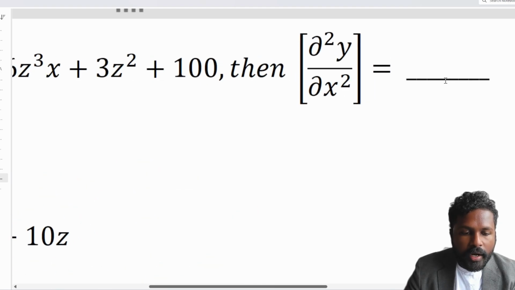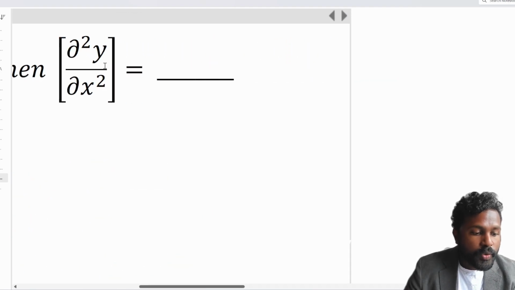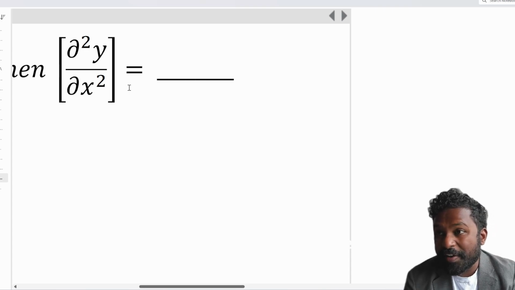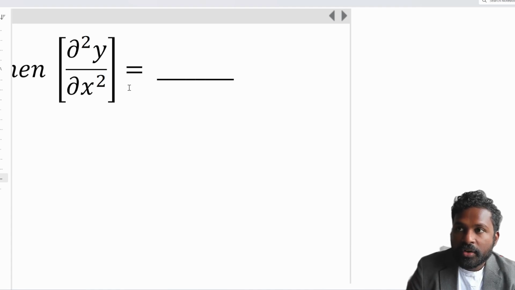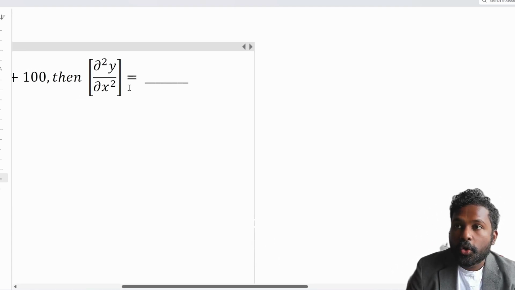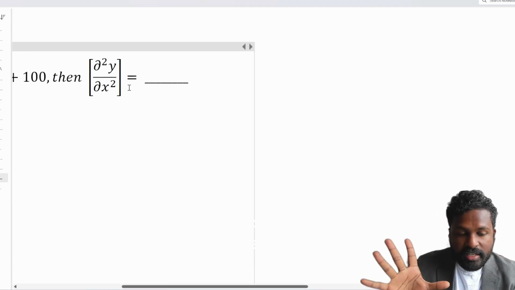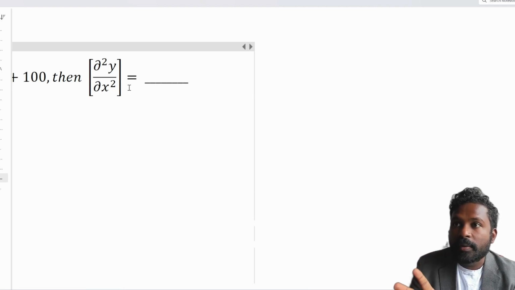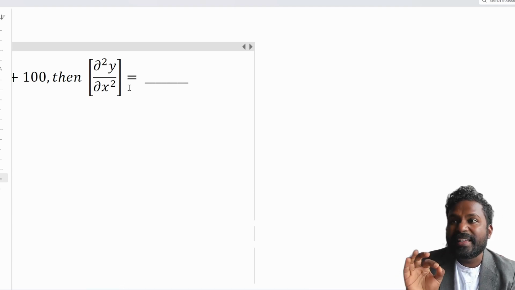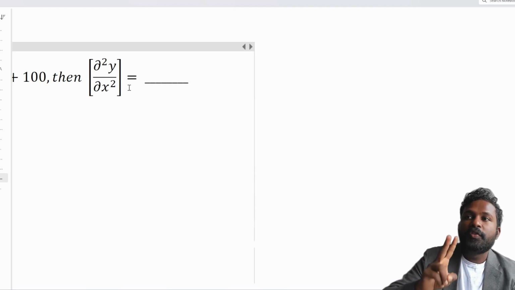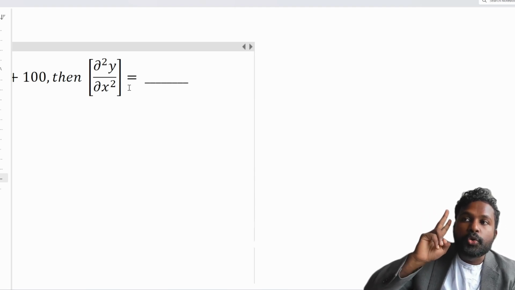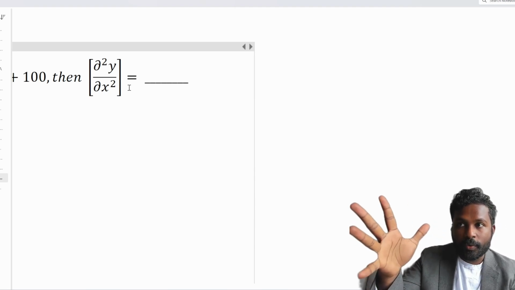And what is required to be found is d square y by dx square. Okay guys, this is what is required. Now some of you who are very enthusiastic to solve problems fast will apply differentiation once and think you got the answer, which is wrong. If you do only one derivative, it will become dy by dx, not d square y by dx square. For d square y by dx square, you have to differentiate the equation twice. That is the concept we are going to use.